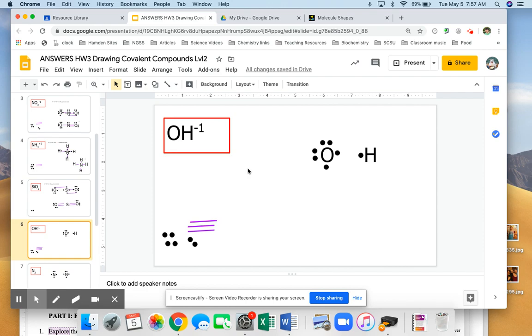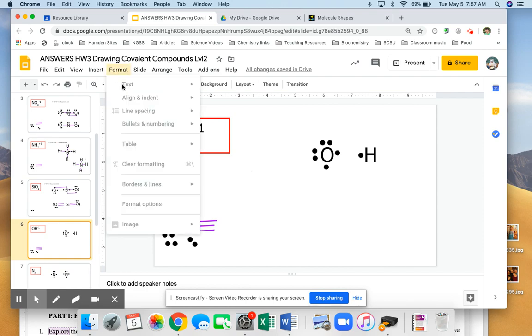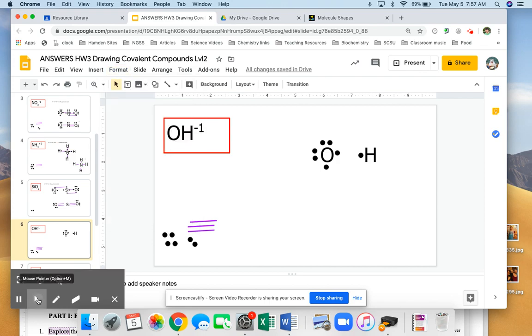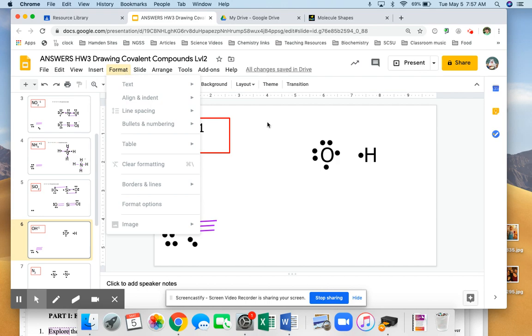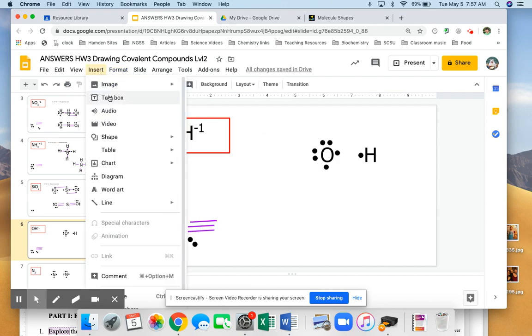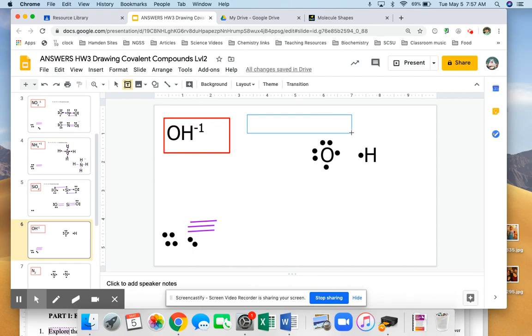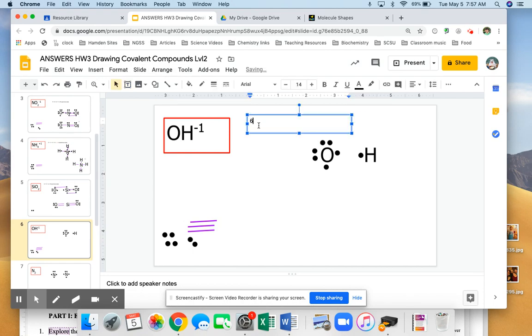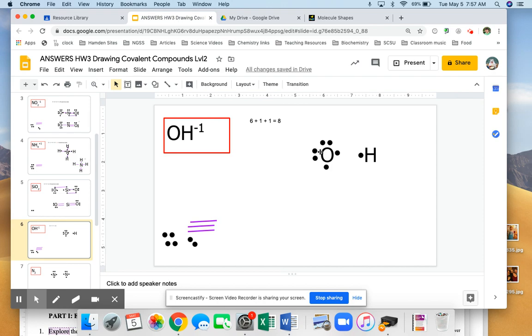The next one we have OH with a -1. Counting electrons. We have 1 oxygen, 1 hydrogen. Oxygen has 6 electrons. Hydrogen has 1 electron. But that -1 charge tells us that there's an extra electron. So there should be a total of 8 electrons here. So let's see what's happening. We have oxygen that has 2, 4, 5, 6. Hydrogen that has 1. So that's 2, 4, 6, 7.